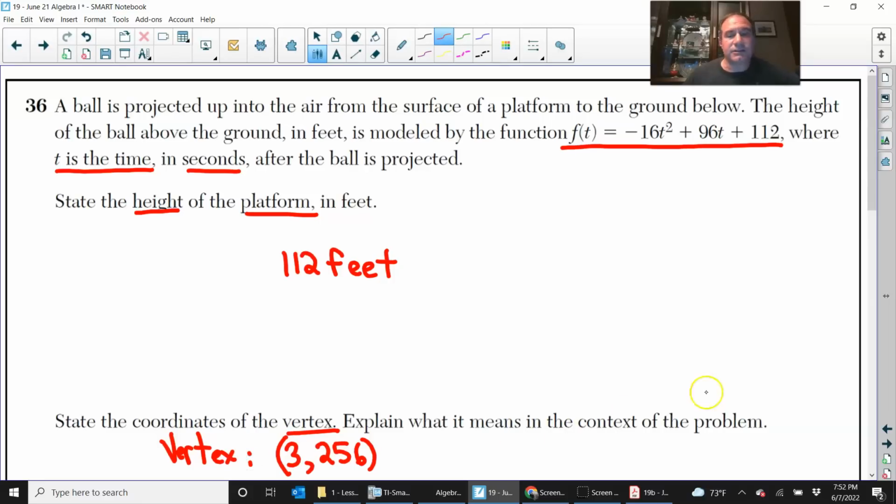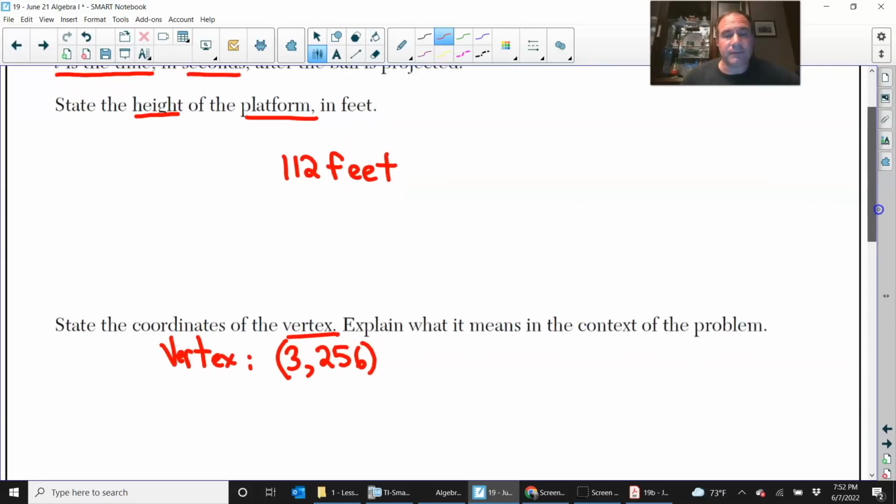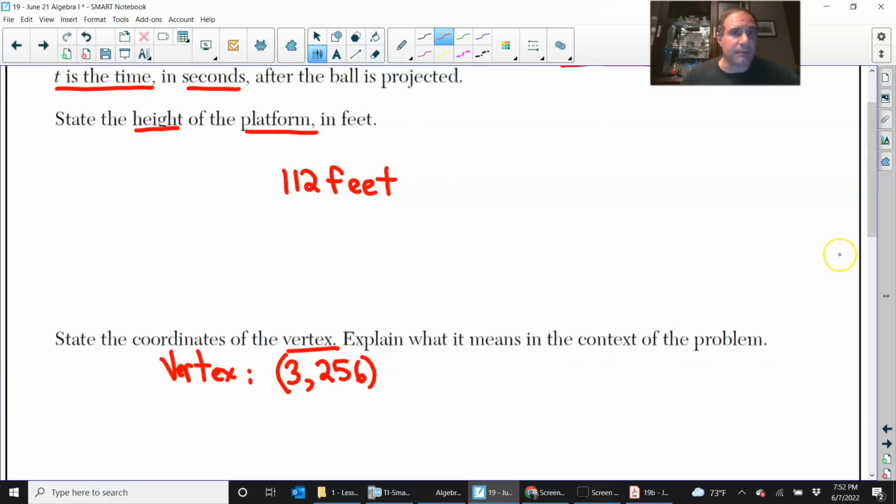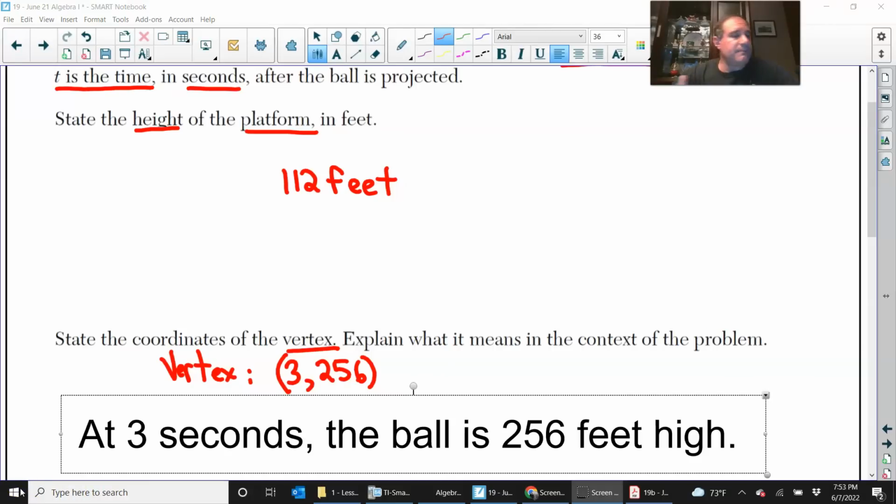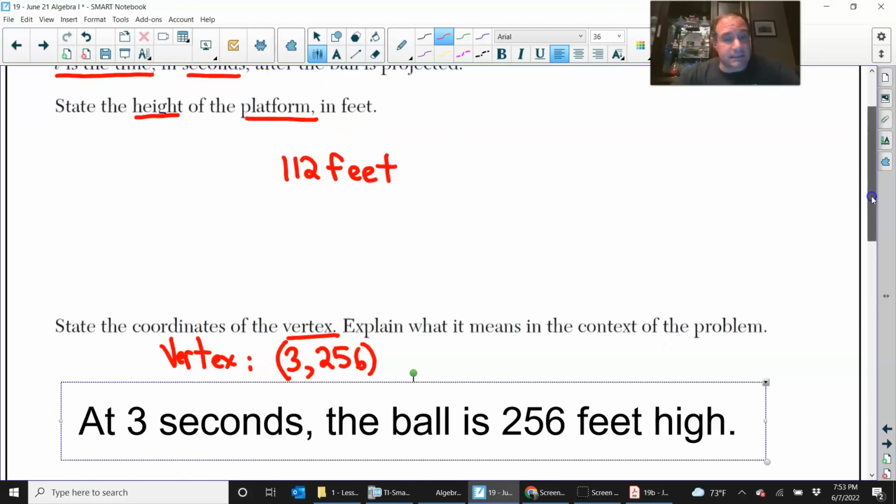Then it says explain what it means in the context of the problem, and you're going to have to write in your own words what this means in the context of the problem. So this is what it means in the context of the problem. At 3 seconds, the ball is 256 feet high. And that's it.